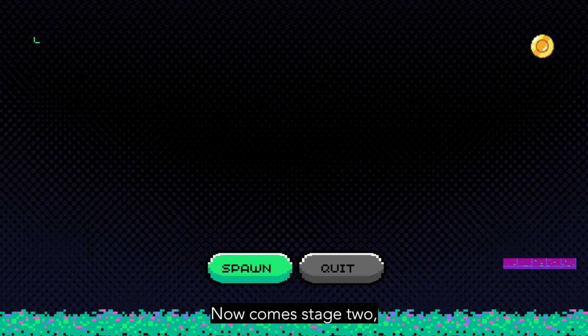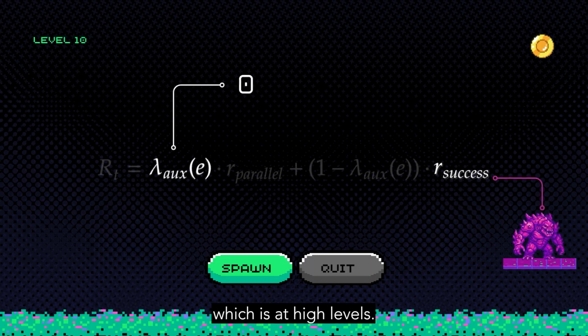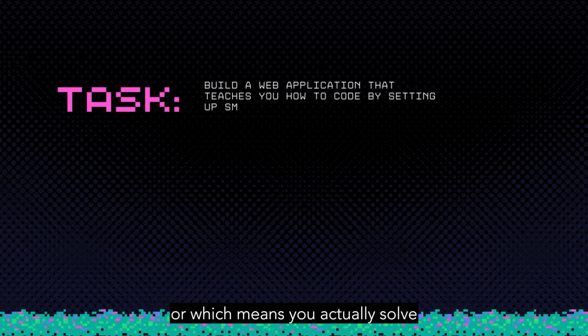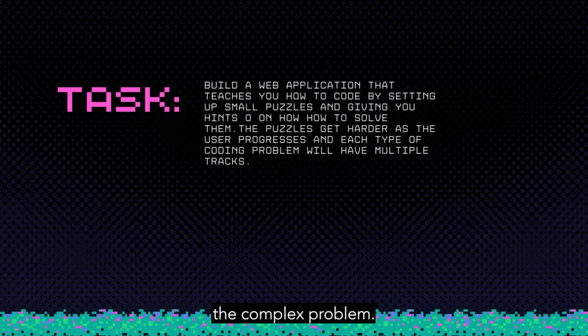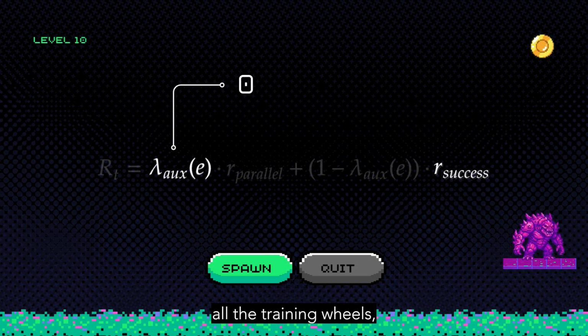Now comes stage 2, where at high levels, the lambda aux drops to 0. Now the spawn button doesn't give you any points. In fact, it gives you 0 points. The score, our success, only goes up if you actually kill the boss, which means you actually solve the complex problem. The game takes away all the training wheels and you only get rewarded if your strategy actually solves the problem.